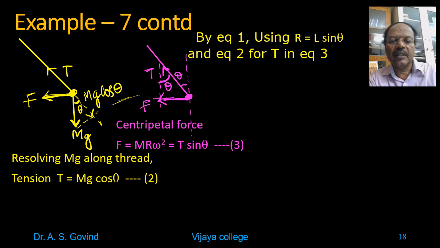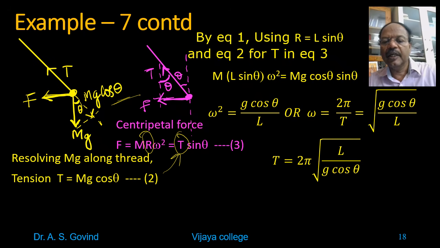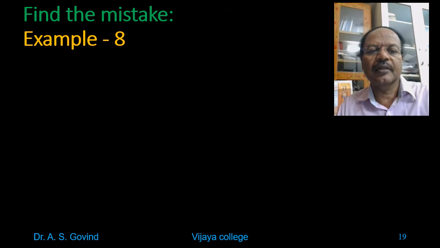Now for this R, we will use our earlier equation 1. For T, we will use this equation and simplify. You will get T as 2 pi root L by g cos theta. And this is wrong. How do you recognize that something has gone wrong? And also find the mistake.